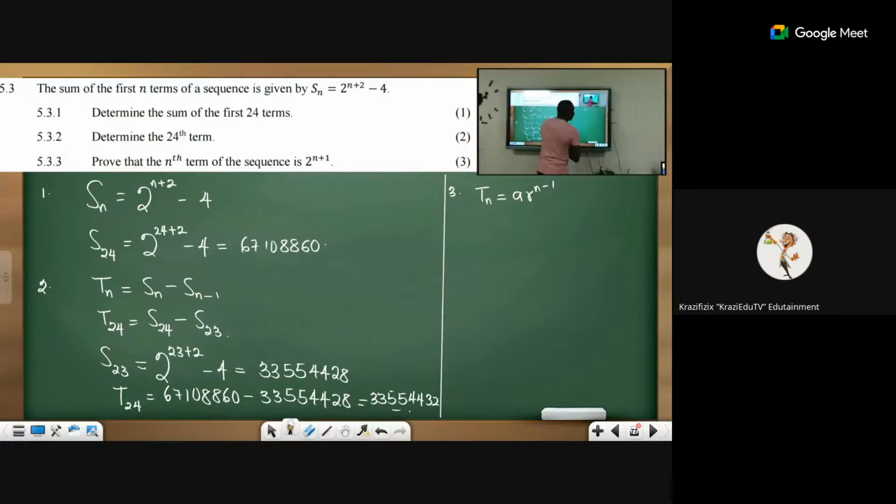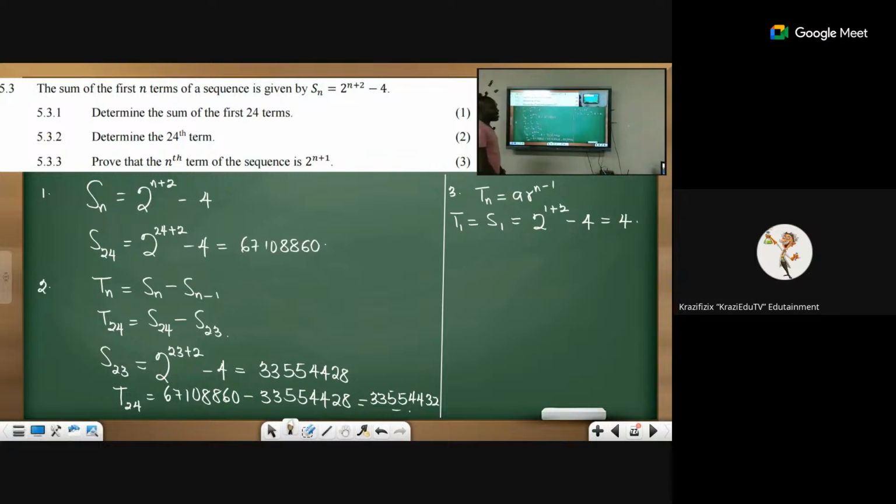Okay, let's find A. A is the first term. I told you T1 is the same as S1. So I can just put that there. 1 plus 2 minus 3. I think this is simple. 2 to the power 3. No, minus 4. 2 to the power 3 is 8. And 8 minus 4 should give you 4. Done.